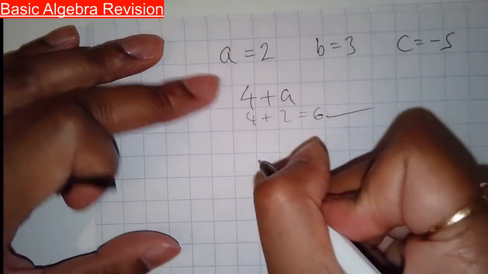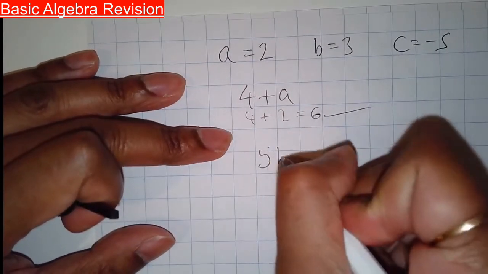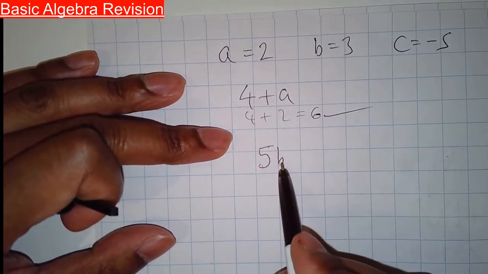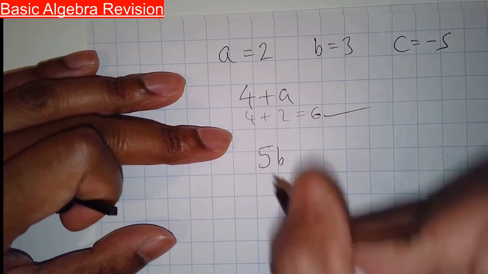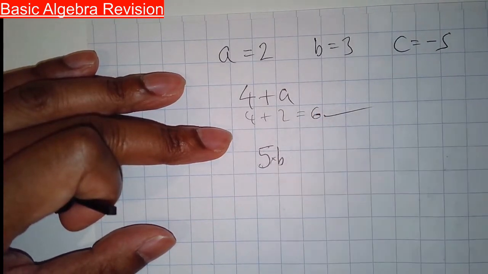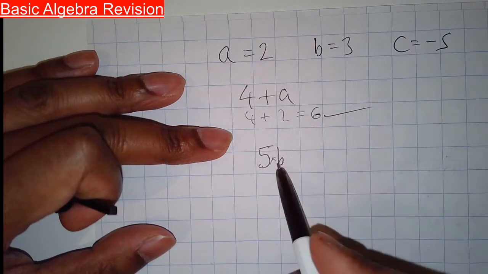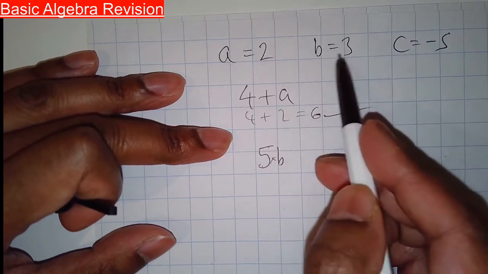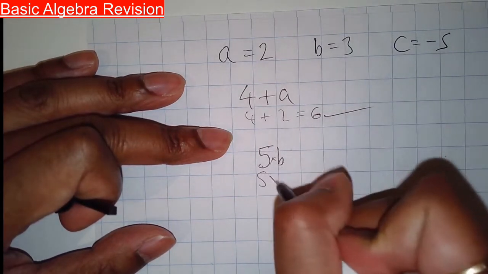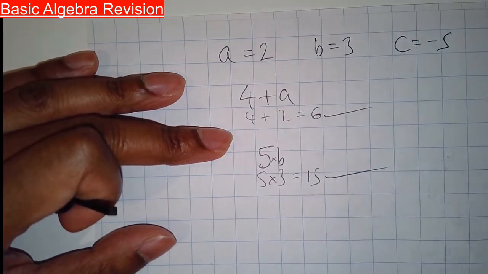Let's try another one. Let's try 5b. Whenever you've got a number and a letter together, or a letter and letter together, joined like that, there's an invisible times sign. Replace the b with 3. Remember, b is worth 3. So that's 5 times 3, 15.